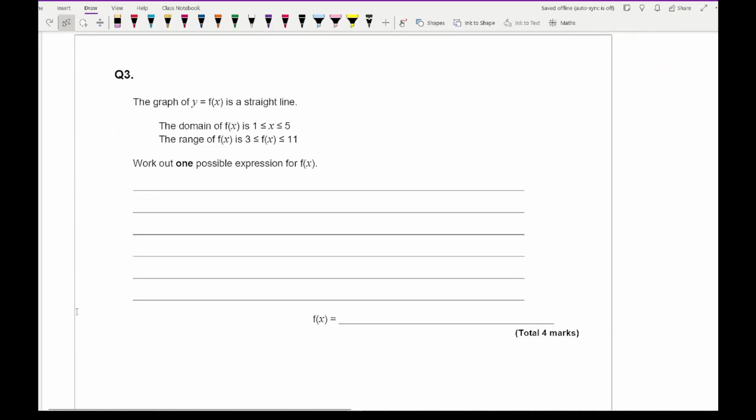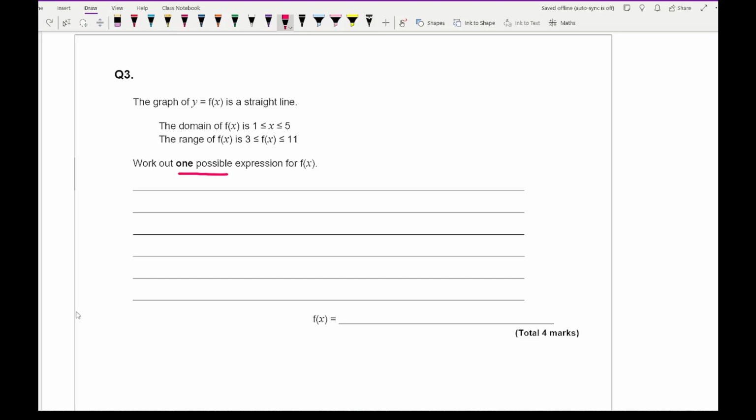Moving on to question 3, it says the graph of y equals f of x is a straight line, which is really important. The domain of f of x is 1 to 5 inclusive of those numbers, and the range of f of x is 3 to 11 inclusive of those values. The question is asking us to work out a possible expression for f of x. Obviously, there are going to be multiple possible answers, but the most common answer is what I'm going to go through.